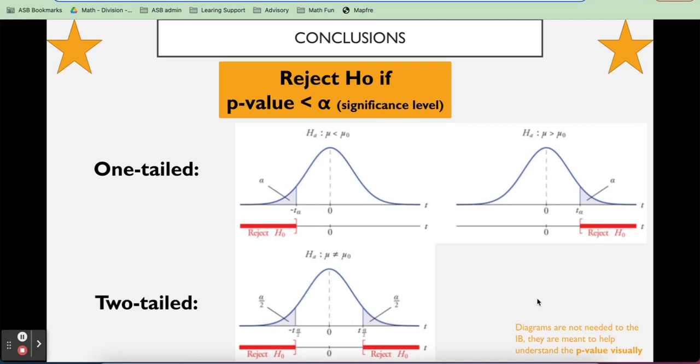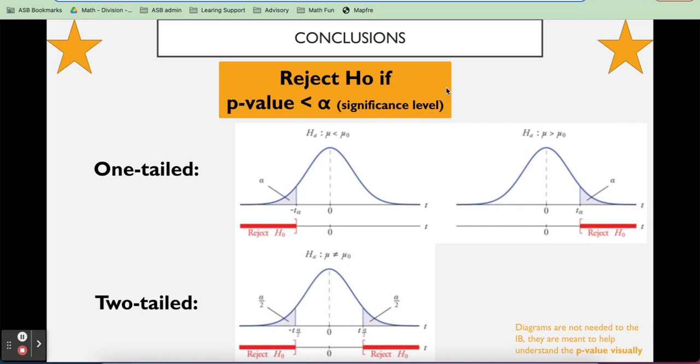You don't need to understand these diagrams. These diagrams are solely here to have a visual of our significance level or p-value. So understanding where it's shaded, again, you don't need to understand these diagrams. What you do need to remember is the conclusion.